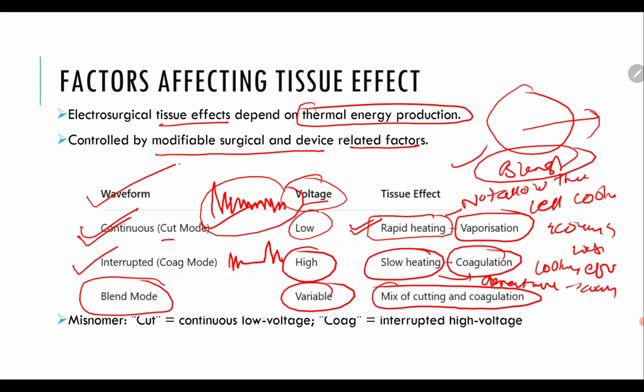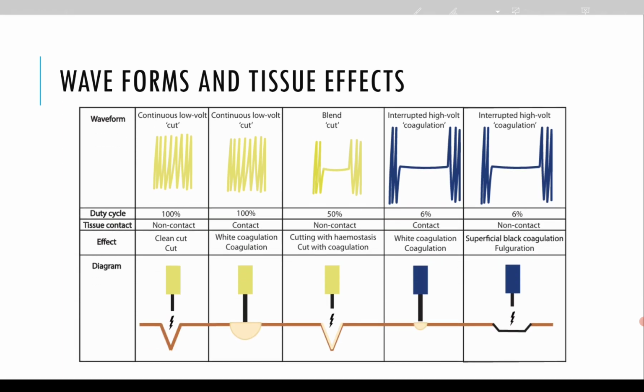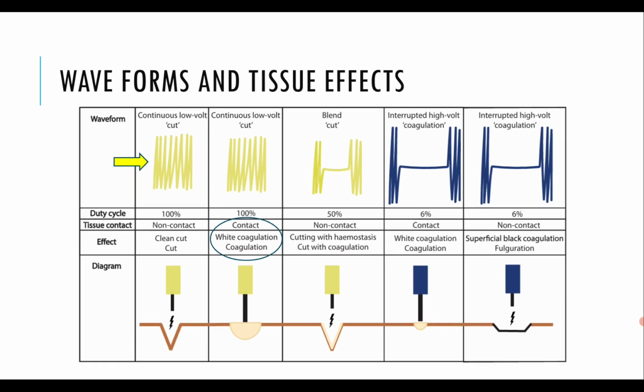Very important, the three: a continuous low voltage current is rapid heating, because there will be less chance for the cell to cool. So sudden vaporization, bursting of the cells, will occur. And interrupted high voltage current will cause slow heating, but that will cause coagulation. Blend is in between. These are the waveforms I told. So continuous low voltage gives a clean cut, continuous low voltage with blend gives blend cut, and interrupted high voltage is called white coagulation.